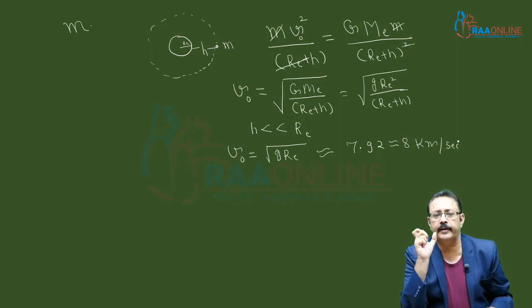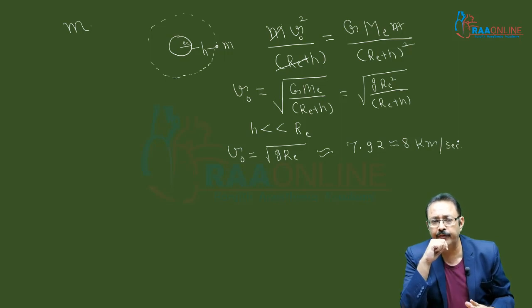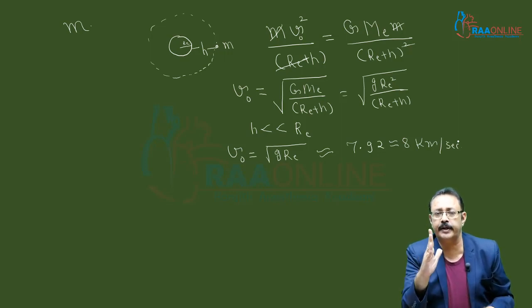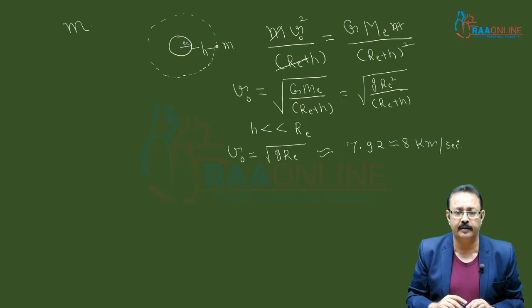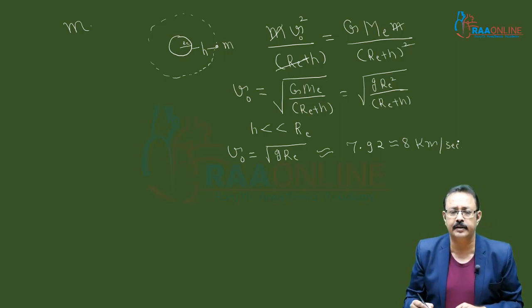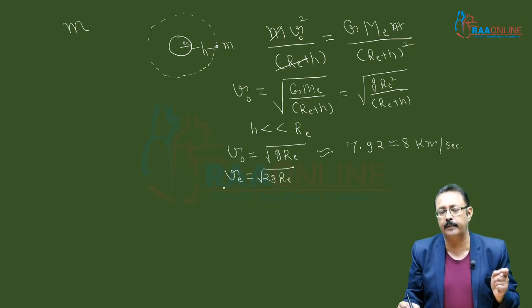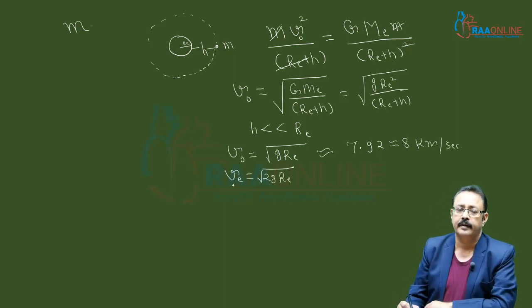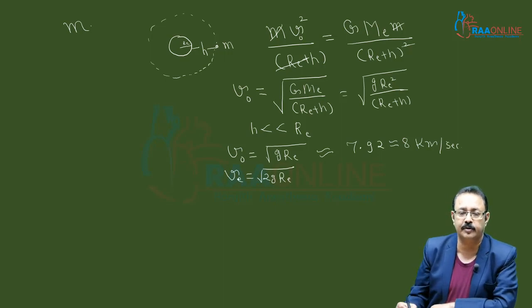They can ask you in competitive exams, if you want to escape the satellite from its orbit, by what percent you have to increase the speed of the satellite? We know that near Earth's surface, orbital speed is root of g RE, but escape velocity is root of 2 g RE. If you make this root 2 g RE, then only it will escape the orbit. So by what amount do we have to increase this?